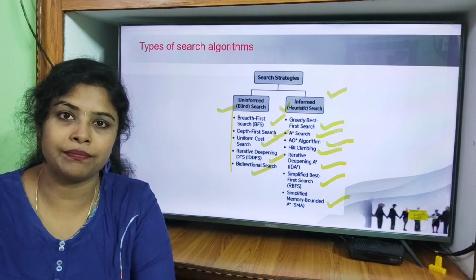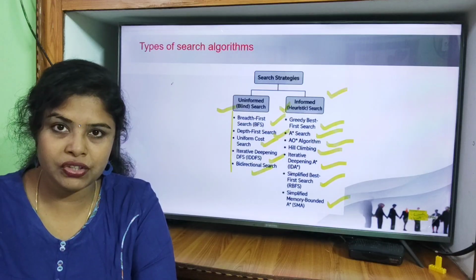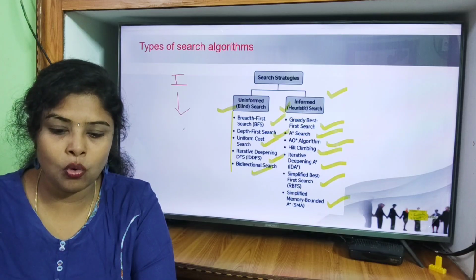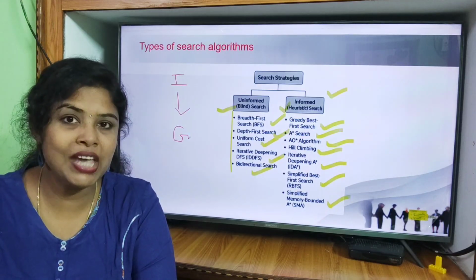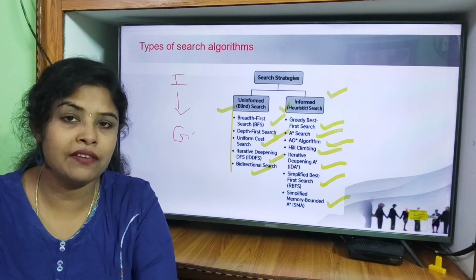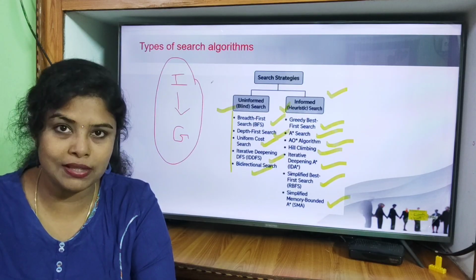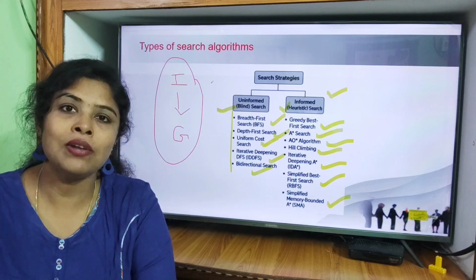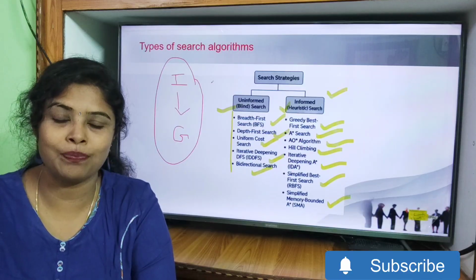So this is just a brief about the search strategies. How our agent is going to move from the initial state to the goal state is what we are going to see, and each algorithm will behave in a different way to do this. To reach from the initial state to the goal state, each and every algorithm has a specific pseudocode. So let us discuss the various search strategies in the next video.